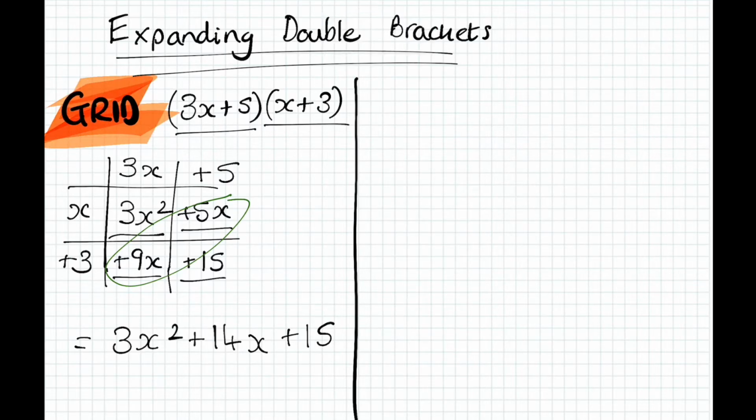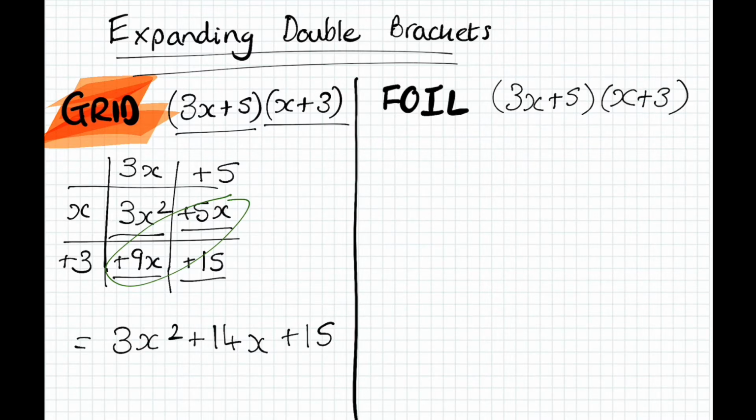The next method that we're going to look at is called FOIL. We're going to start with the same expression as before, just so you can compare them side by side and see which one you prefer. I think the grid is probably quickest, but some people prefer the FOIL. So FOIL, what does FOIL stand for? Well, each letter means something different.